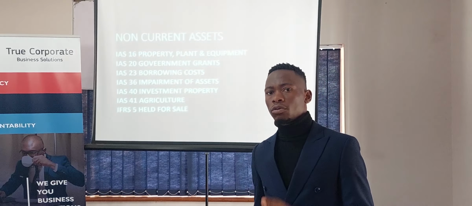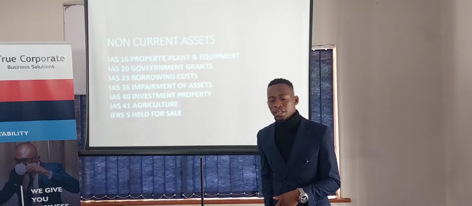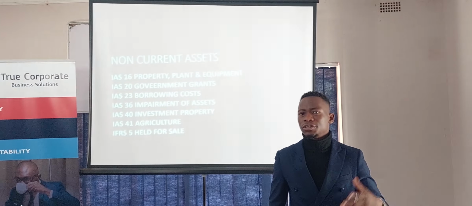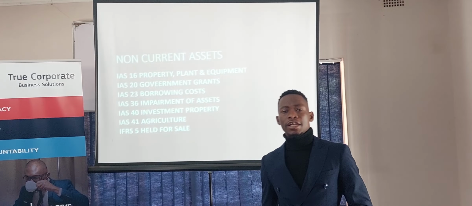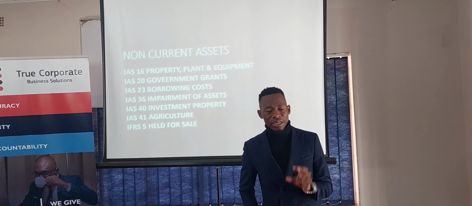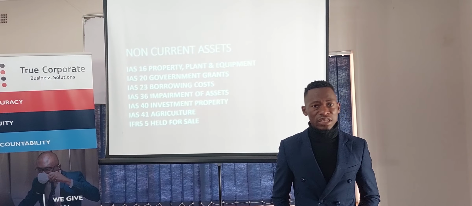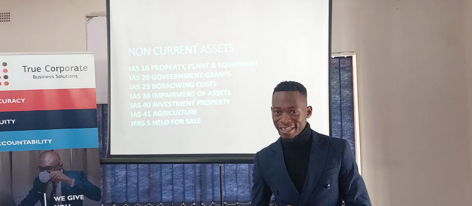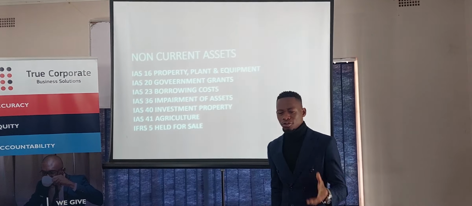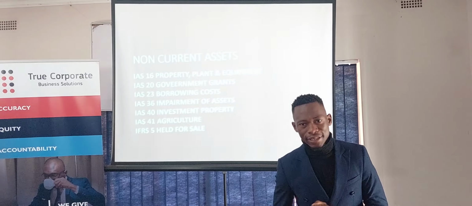Right, I'm going to start with IAS 16 PPE. From primary school learning, that is to say from financial accounting F3, I'm pretty sure that you learned that an asset is defined as a resource controlled by an entity as a result of past events, out of which future economic benefits are expected to flow into the entity, right? Yes, you must know these standards.